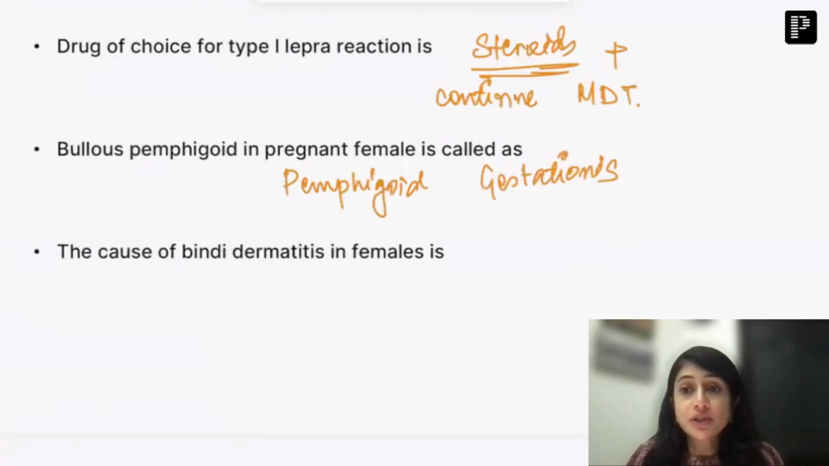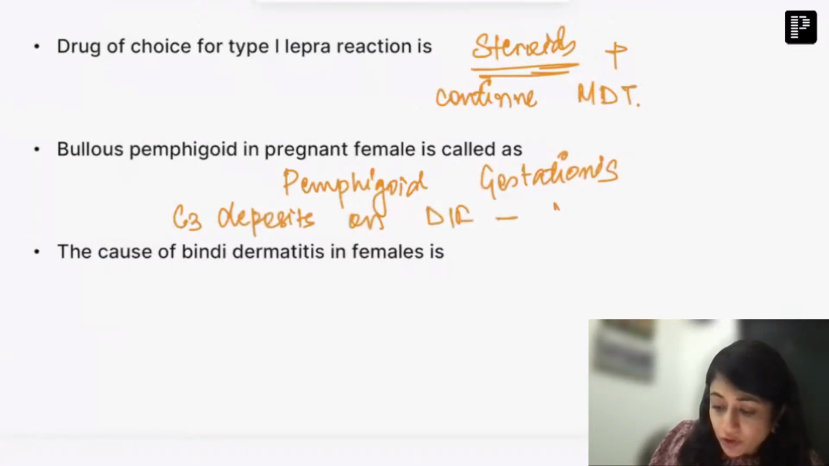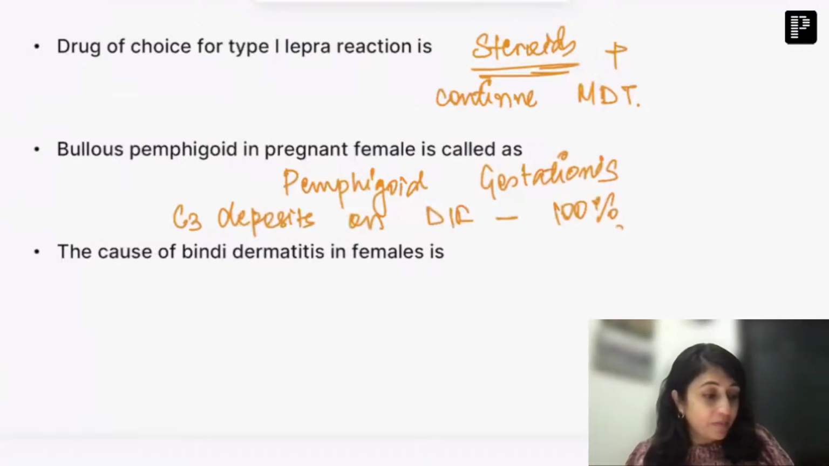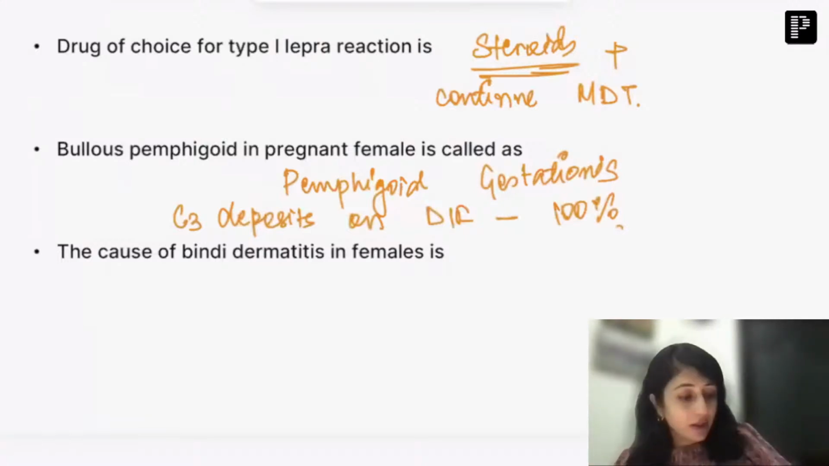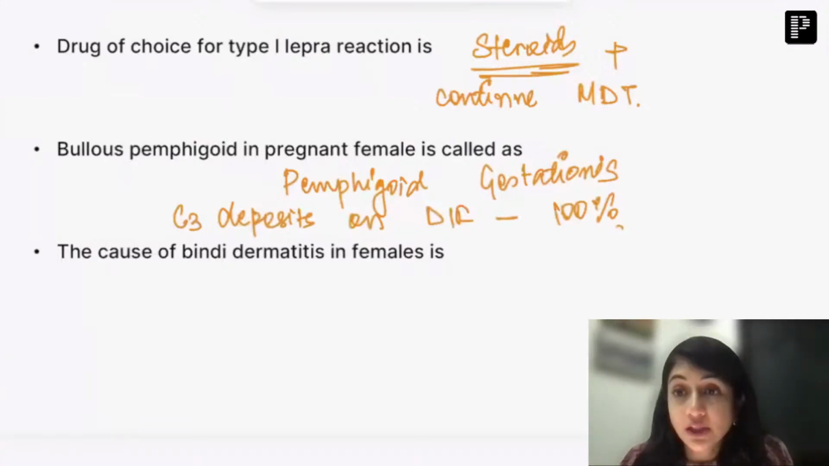Typically, you will have lesions in the periumbilical area. It can also happen in individuals with trophoblastic tumors. And a very, very characteristic feature here is that you see C3 deposits on DIF. So in 100% of cases, you would see C3 deposits on DIF here. So it is pemphigoid gestationis. Okay, that's okay. And not pemphigus gestationis. I can understand autocorrect. Yes, it is a subepidermal disorder.